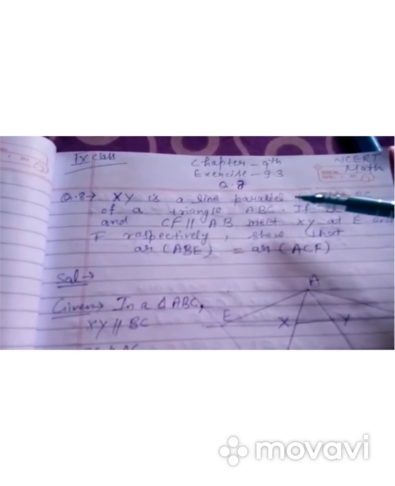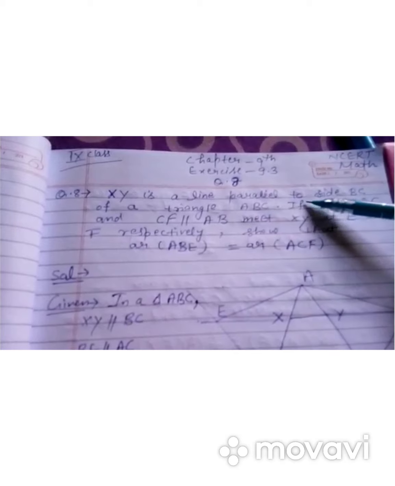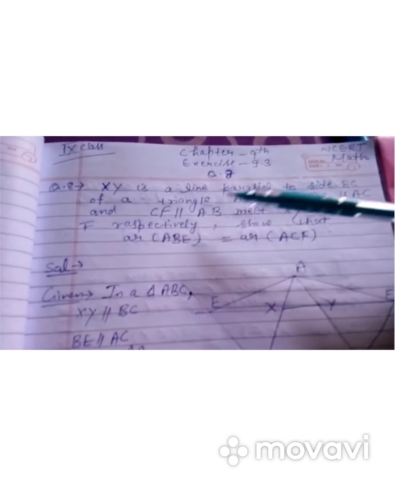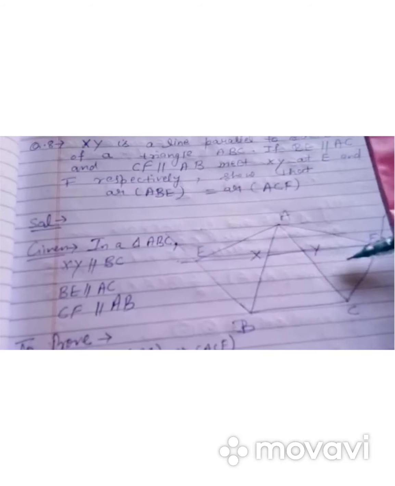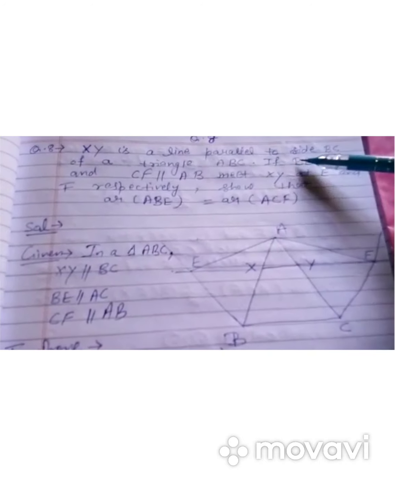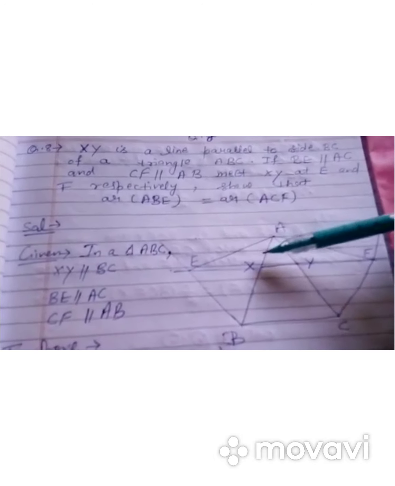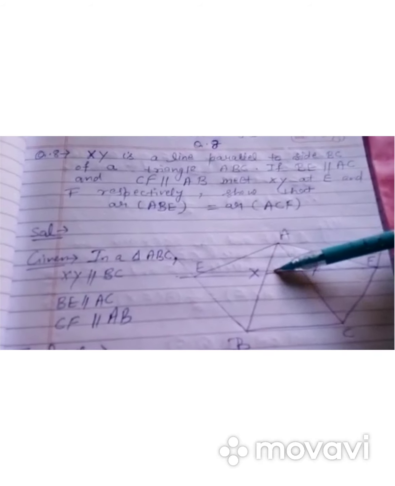Chapter 9, exercise 9.3, question number 8. XY is a line parallel to side BC of a triangle ABC. It means we have to draw a triangle ABC. We have drawn triangle ABC here. XY is the line parallel to side BC. This is BC. We have to draw a parallel line XY to BC.